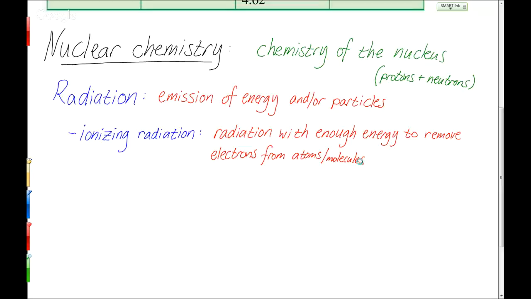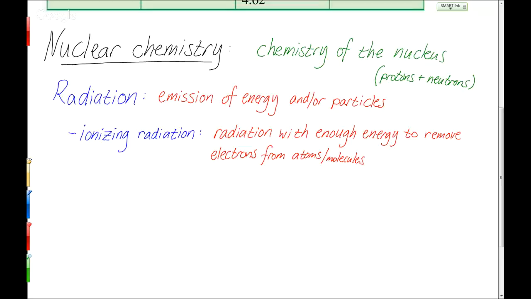So this type of radiation can actually knock off electrons from things, and that's where it can start to cause problems. So when we talk about light, we talk about ultraviolet light and higher. Visible light doesn't have enough energy to remove electrons, but ultraviolet light does, and then higher energy light does too, like X-rays and gamma rays, that kind of stuff.